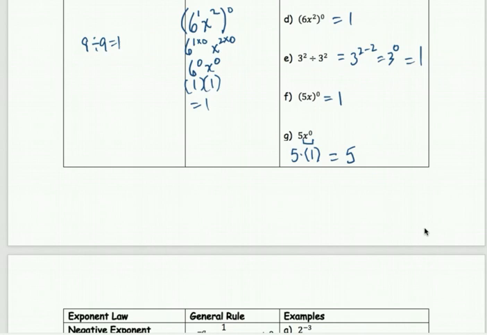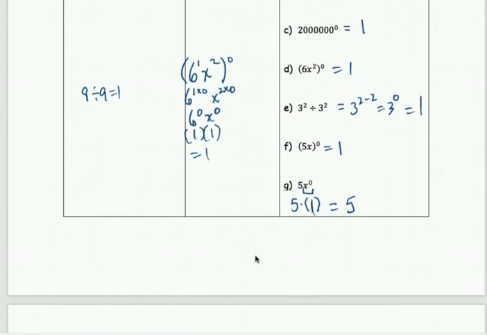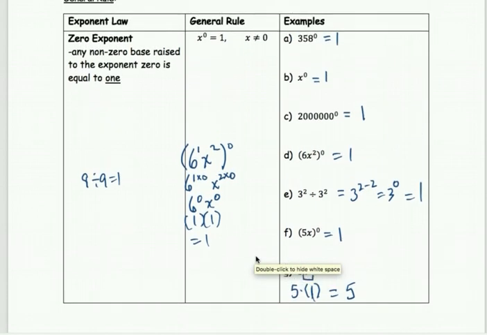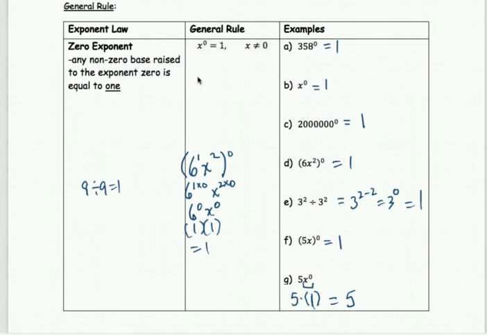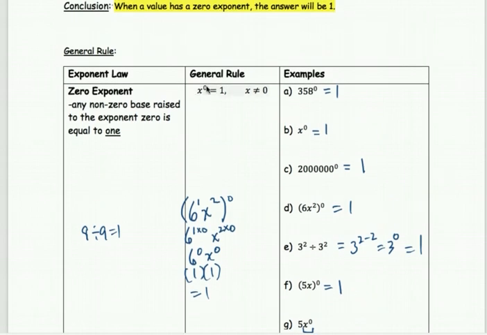Okay, so be careful with those ones. Just pay attention to where that exponent is attached. If it's in a bracket, it means everything in the bracket is controlled by this exponent 0. Here, you only had the 0 on the x, so the 5 just waited outside. X to the 0 became a 1, and then it had to multiply with the 5 to give an answer of 5. All right, so those are the 0 exponents. So don't assume it's multiplied by 0 and you end up with the answer of 0. No, the answer is 1.